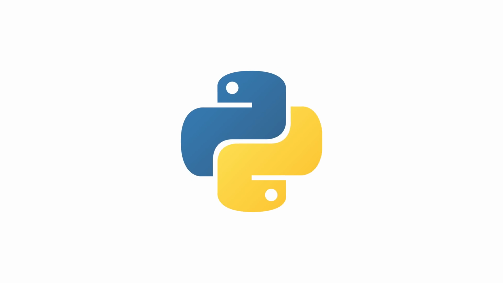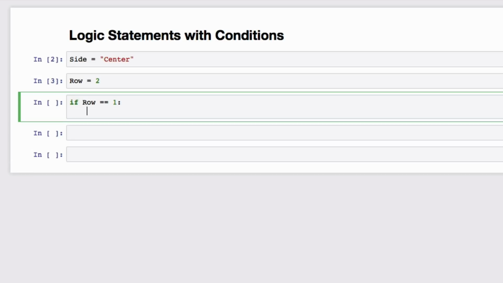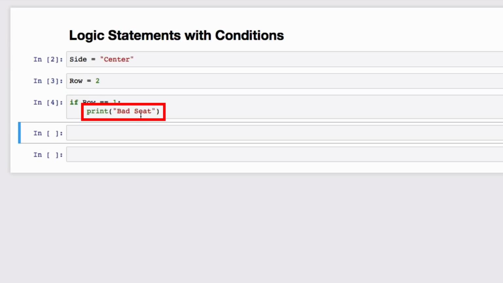I think the flow of the if statement is much easier to see in Python than Excel, so let's start out there. We created a couple of variables, one to store our side of the theater and another to store the row. Now we're going to type if followed by our comparison expression for what a bad seat is, which is any seat in the first row. Print here is just a function in Python that prints the words we specified. Now if the row is equal to 1, bad seat will print out.